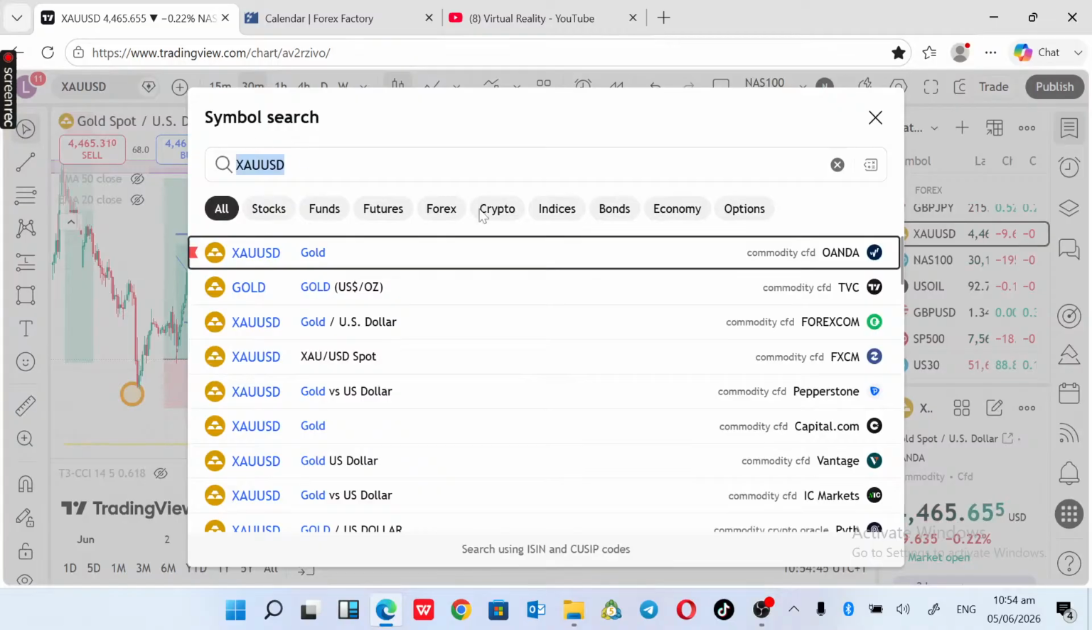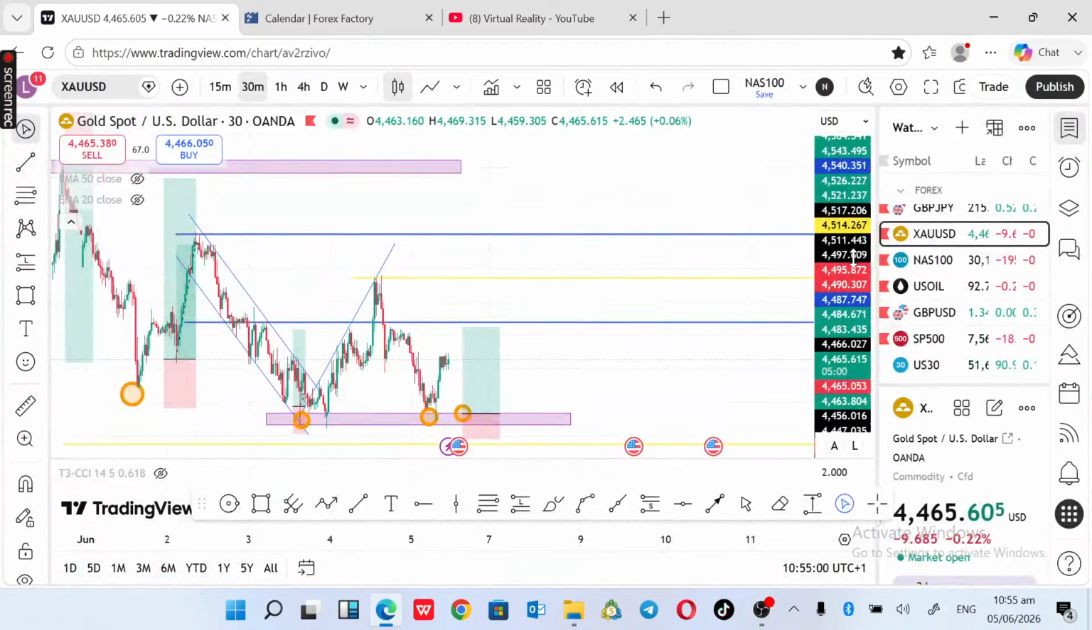You have different brokers: Oanda, TVC, FXCM, Pepperstone, Capital.com, Vantage, IC Markets. There are many brokers, but you can choose any one. For me, I use more of Oanda. So what you do, you have the chart this way.